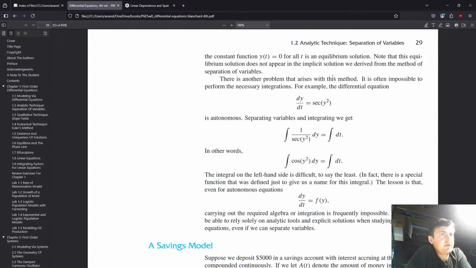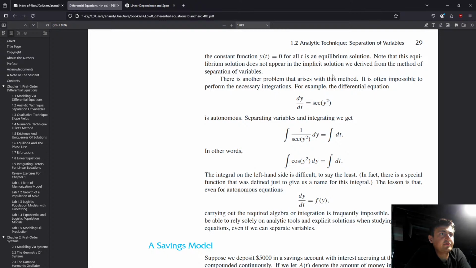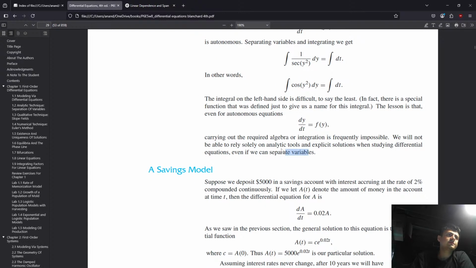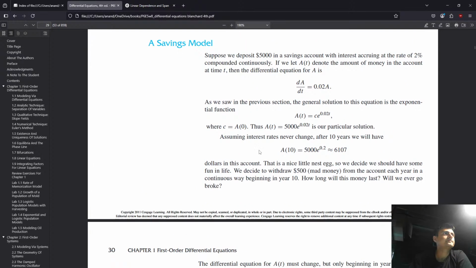In fact, there is a special function that was defined just to give us a name for this integral. The lesson is that even for autonomous equations, carrying out the required algebra or integration is frequently impossible. We will not be able to rely solely on analytic tools and explicit solutions when studying differential equations, even if we can separate variables.